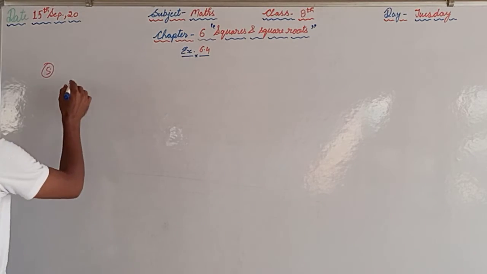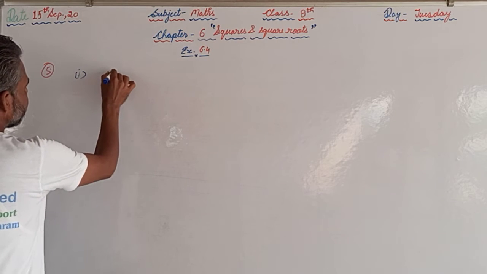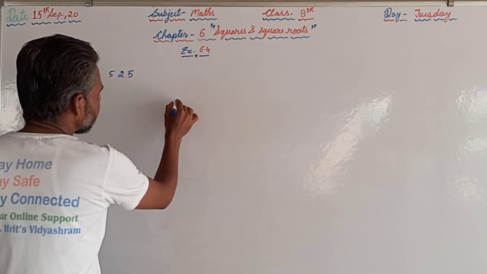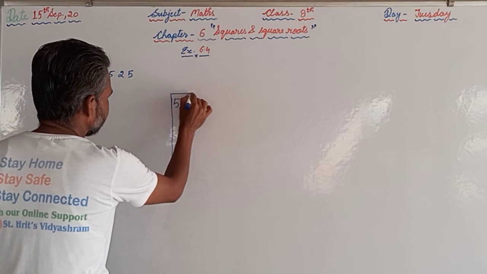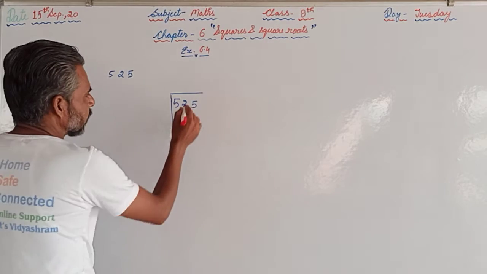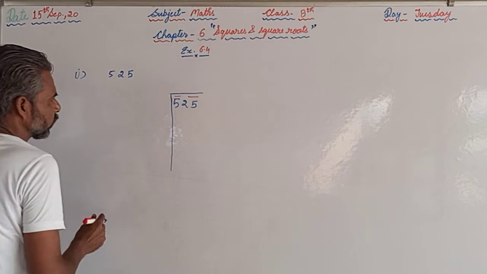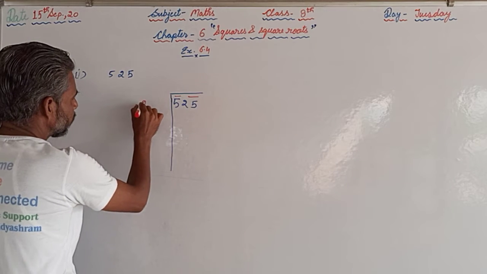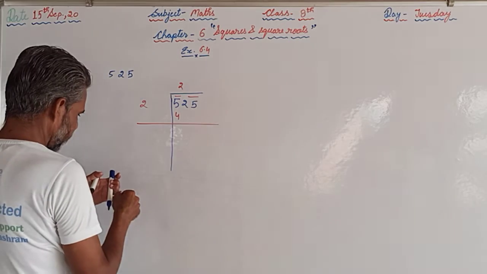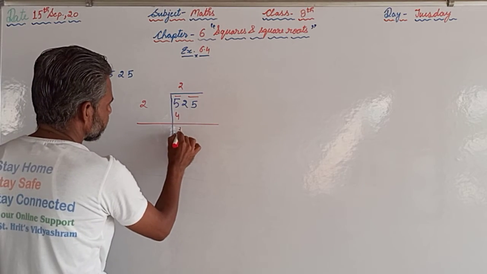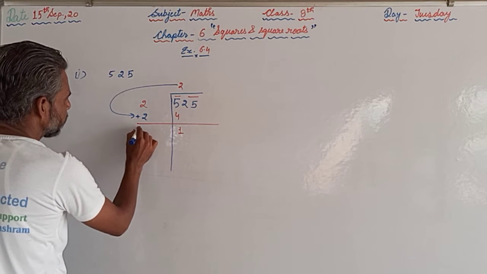So the question number 5 and part first, that is 525. So we have to start like that, and we have to first of all pair. So pairing will start from the right hand side. So 2 twos are 4, then we are supposed to subtract, and after subtraction we will get 5 minus 4, that is 1, and this 2 will move this side, and 2 plus 2 is 4.